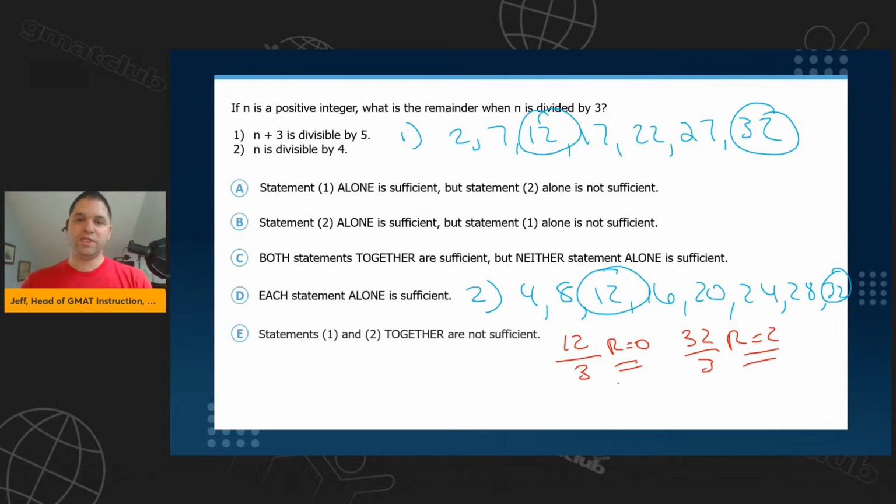So those who said the answer here was C originally, my guess of what you did is you noticed that the 12s match up, right? And you forgot to keep your list going and check up to 32. So when you're dealing with a plugging DS question, make sure you either find a pattern or you find something that contradicts. In this case, getting a remainder of 0 when n is 12 and a remainder of 2 when n is 32. So that's why the answer here is E.